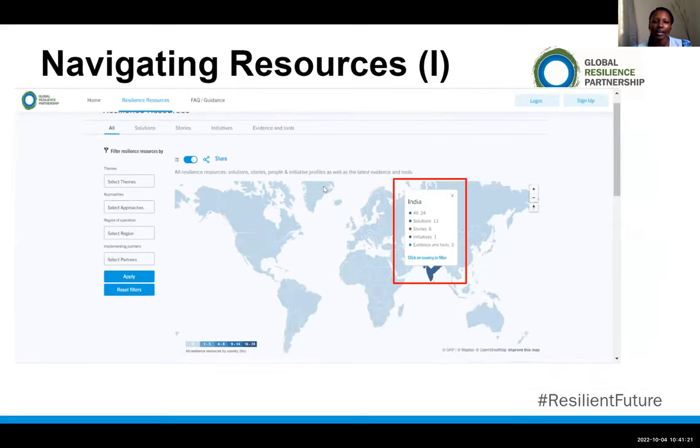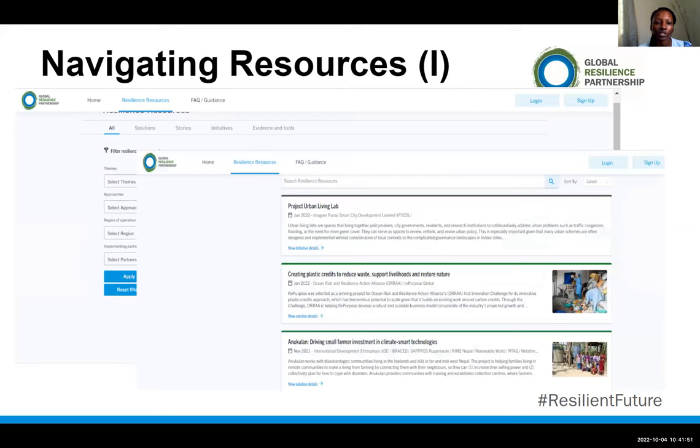In terms of navigation, when you hover your mouse over any country of interest, so for example here, I've decided to zero in on India, you'd see the total number of resources that have been uploaded from India, which is 24, and then you'd also see a breakdown of the other resilience resources, which are categorized as solutions, stories, initiatives, evidence, and tools. So once you do that, you should see a list of the resilience resources, and then you can zero in on the one that is of interest to you. So you just see a list per page, and then you can just click and read to get the information you want.